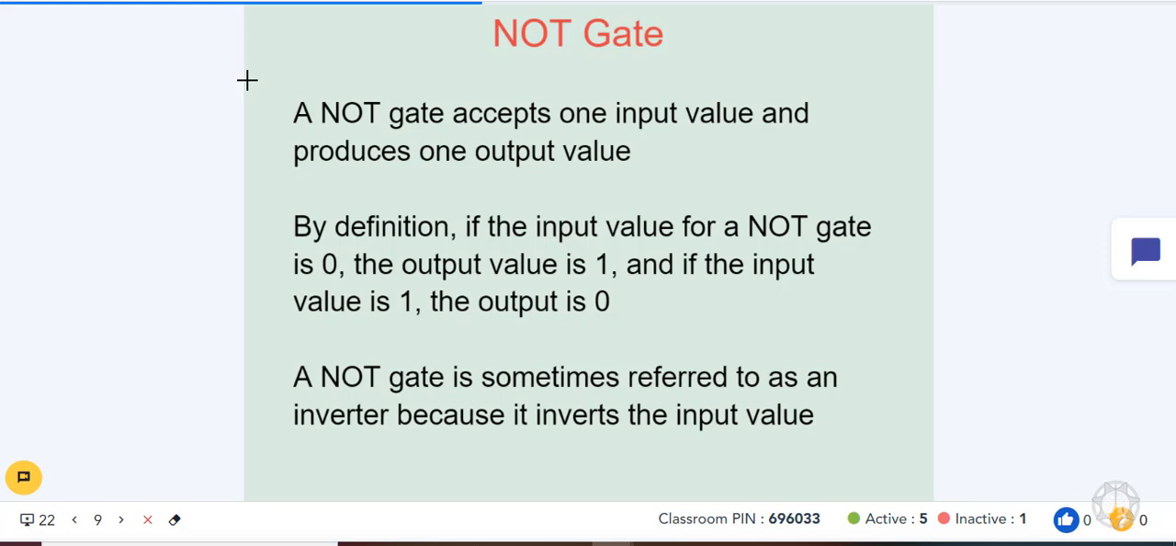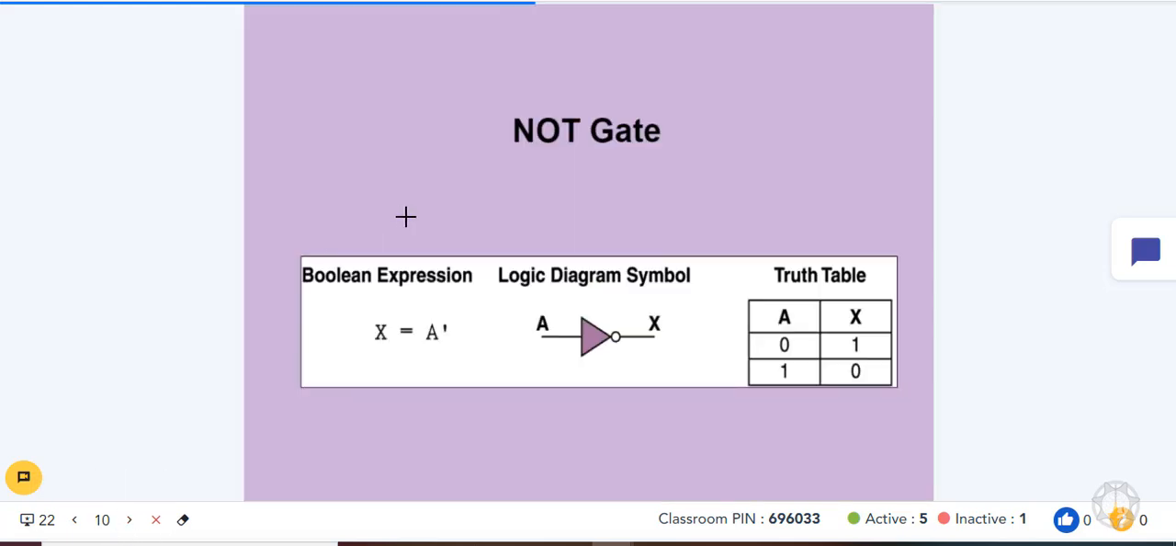Here you can see the logical diagram of a NOT gate. Here A is the input, X is the output, and you can see a small bubble. This is called the inverter of the signal. That means it will invert the input signal. The expression will be X is equal to A dash.